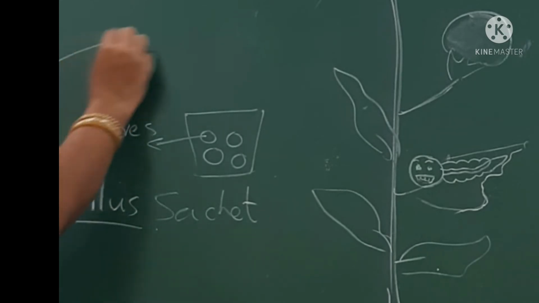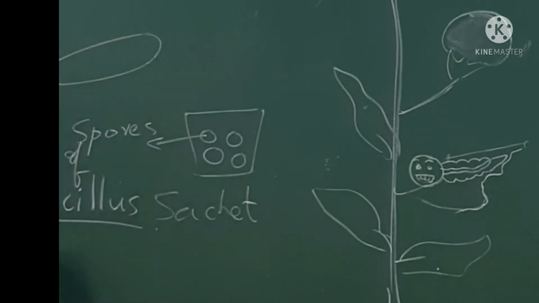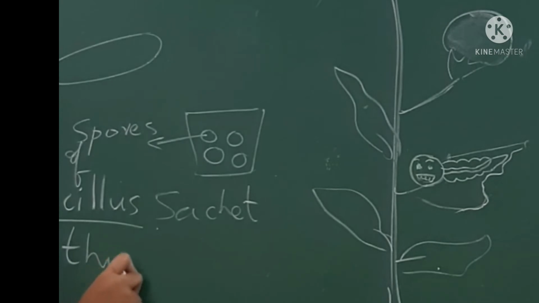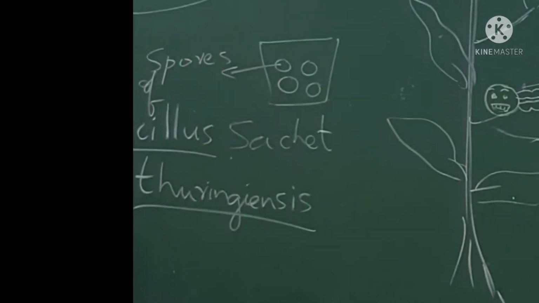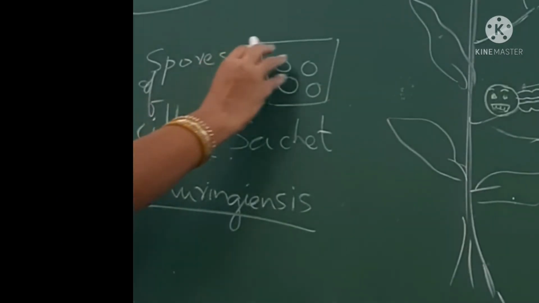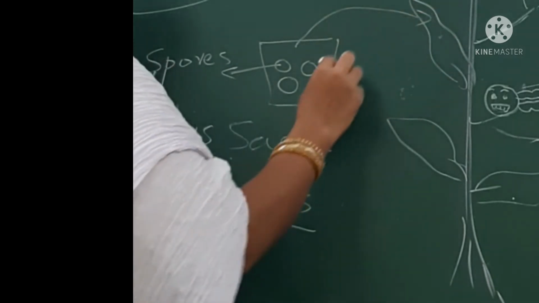The word bacillus comes when the bacteria is rod shaped. Bacillus thuringiensis, that is its species name. These spores are available in the market. So they will take from this and spray it.